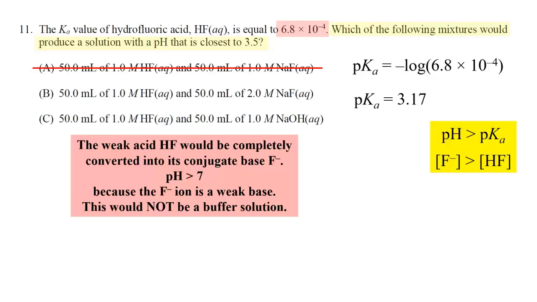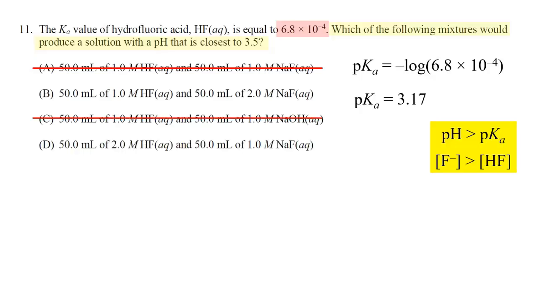Now, finally, in choice D, we do have a mixture of HF and NaF. So 50 milliliters of 2 molar HF and 50 milliliters of 1 molar sodium fluoride. But unfortunately, it's the wrong direction for what I'm looking for. The concentration of HF in choice D is actually greater than the concentration of F minus. Choice D would give me a pH that is less than 3.17.